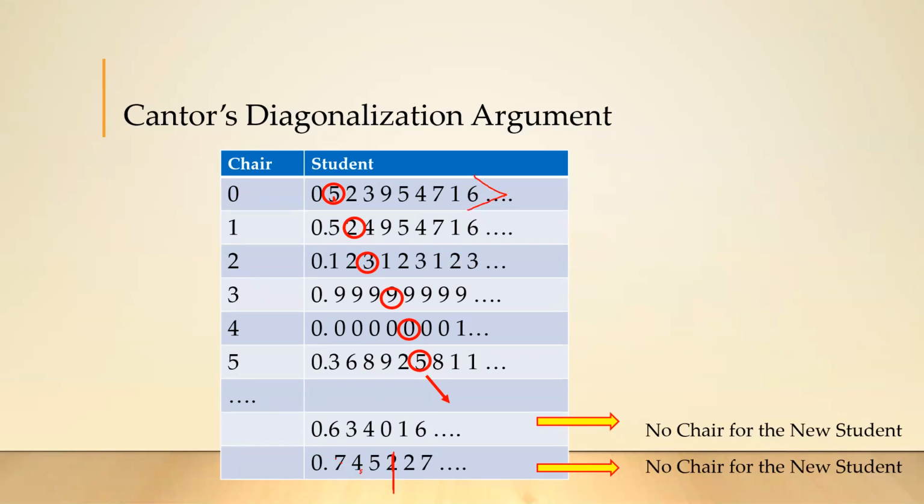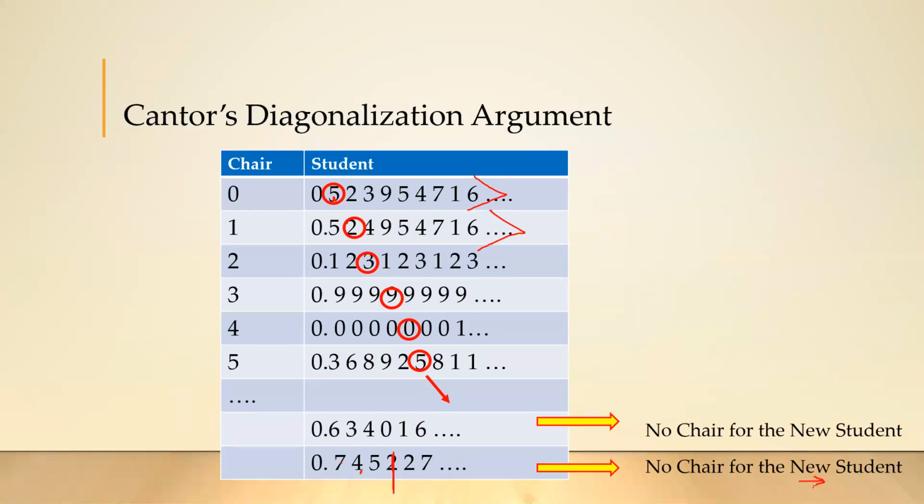Now go for the next 4. 2, 4, a difference of 2. Let's think. Can you give chair number 1 to the student? You cannot give because this student already takes that. You go check each and every number. Anyway, you cannot give any chair to that student, which means that new student also you cannot give a new chair.